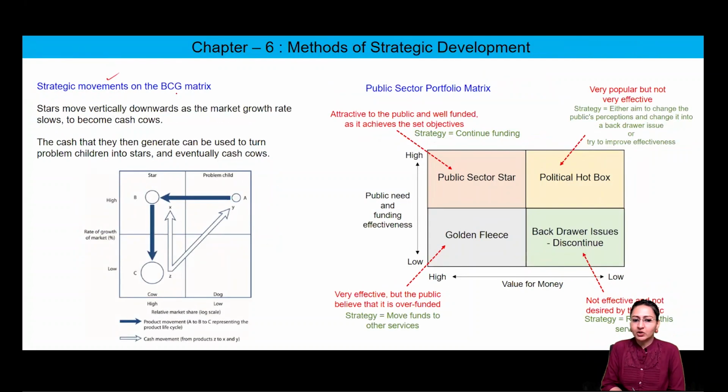Now, these are the movements on the BCG matrix. Problem child, star, and here dog is here. We are not considering or discussing any growth movements or strategic movements for dog, because we have clearly decided we will not invest money on dog business units. They are going to be discarded or sold off or closed. Now, how this movement works. Problem child has the capacity to grow into a star.